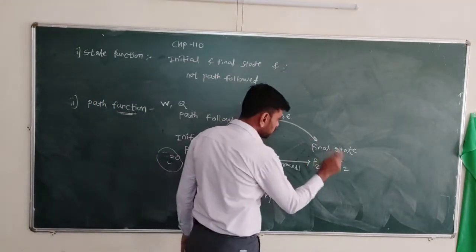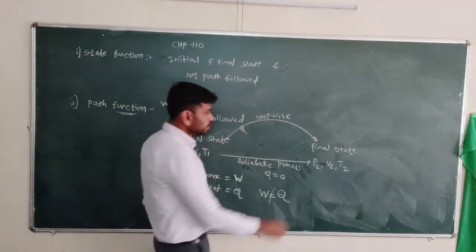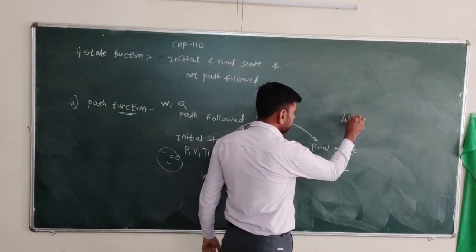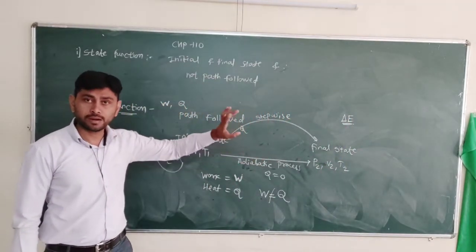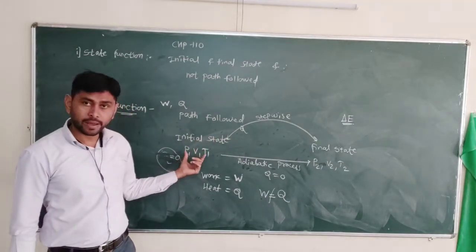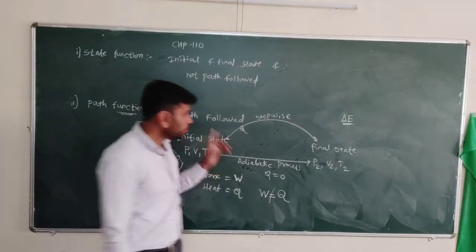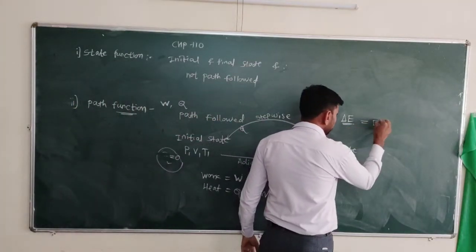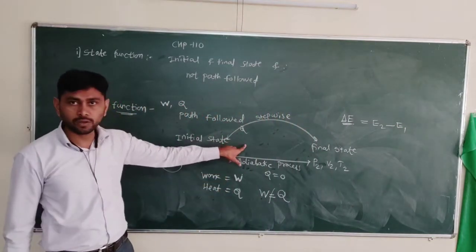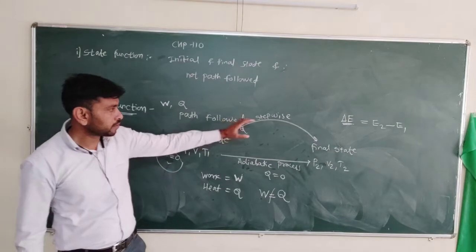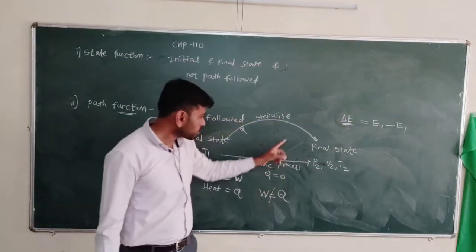Internal energy, in both the cases, whether you follow this path or that path, internal energy of the system remains the same, and it is represented by delta E. So the internal energy of this system remains the same, and that is delta E. When will it be the same? It will be the same only when it is dependent on initial and final state only, and not path flow. If it changes according to the path, then there will be no constant value obtained for delta E. Delta E is constant for this process.